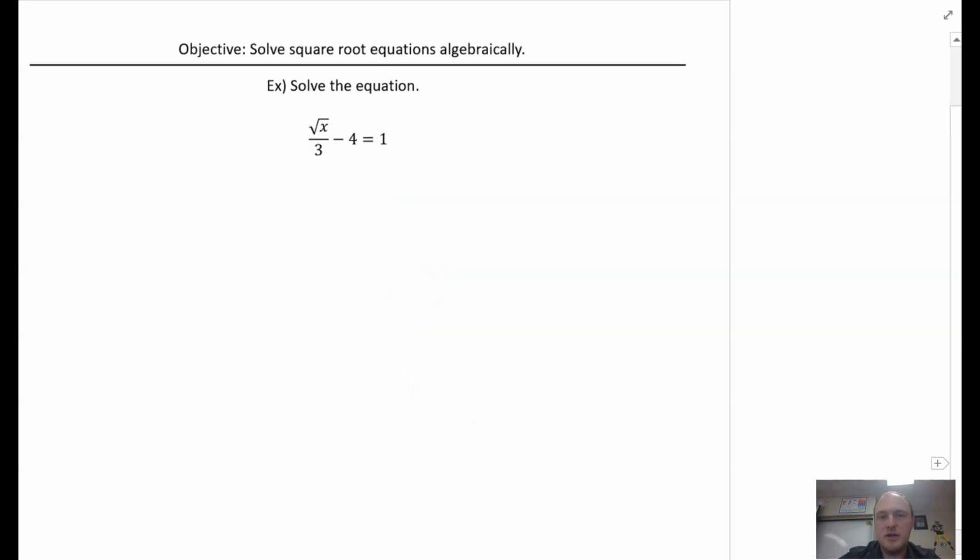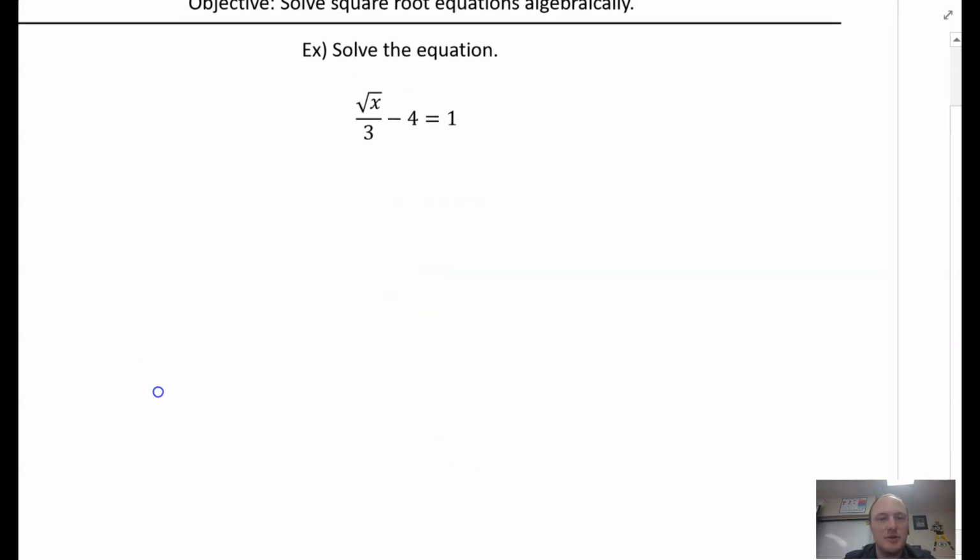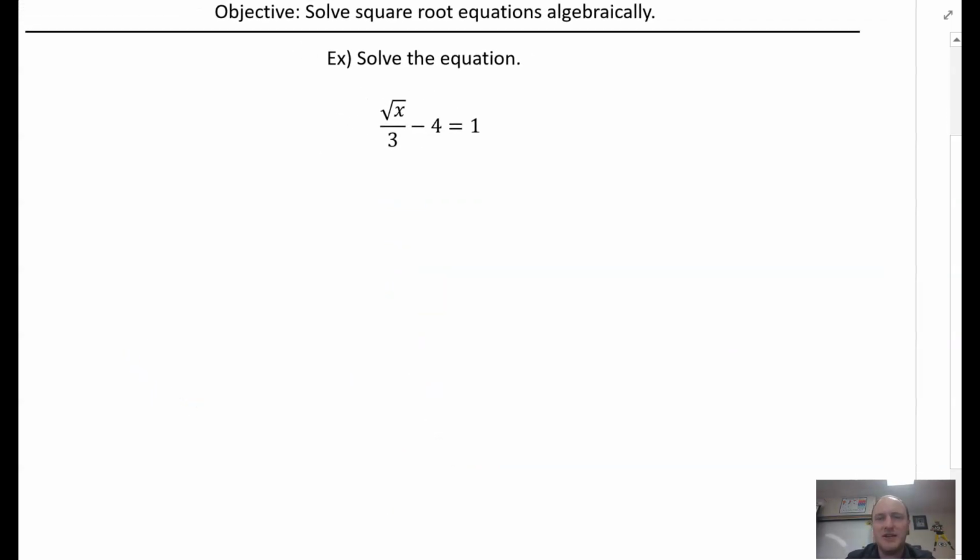Okay, so here is the last example that I'll do with you. And this one isn't any more complicated. It's just that we have multiple steps going on. So in order to isolate my radical, I have to go backwards from PEMDAS, right? I'm going to undo addition, subtraction. We'll add 4 to both sides. And we get root x over 3 is equal to 5.